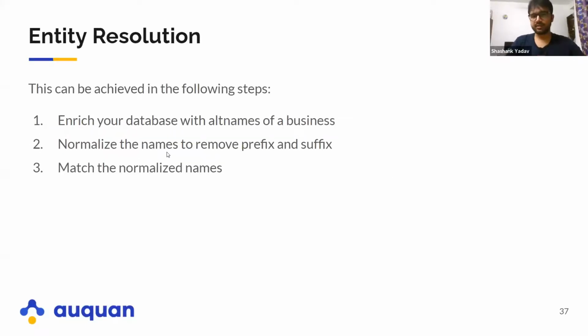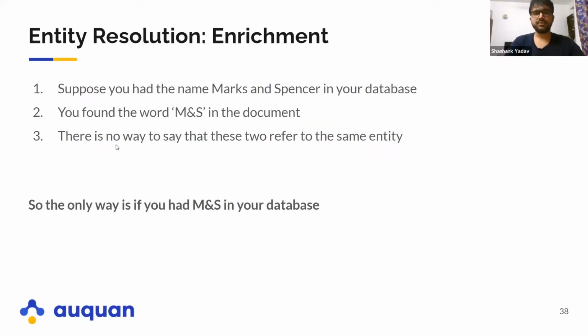There are 3 ways. Actually, these are 3 steps. You'll need to do each of them. Yeah, let's go through each of them. So first is enriching your database. From our previous example, you had Marks and Spencer in your database. You identified MNS in the document.